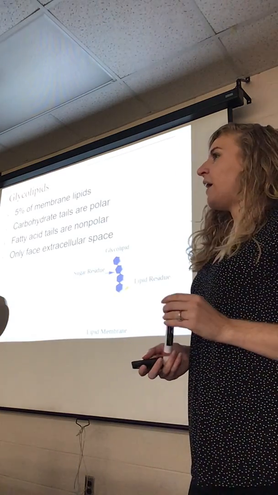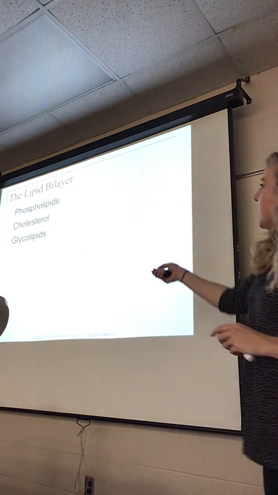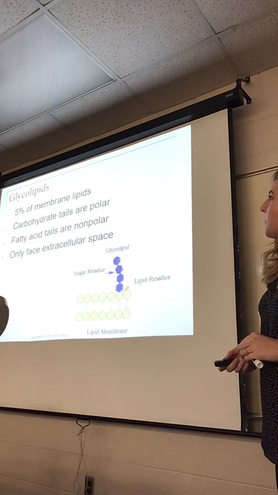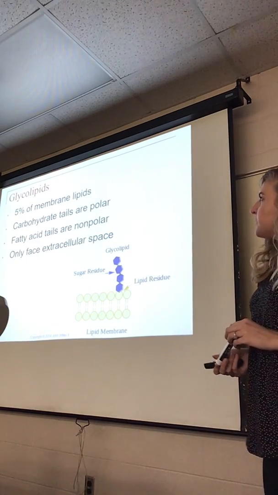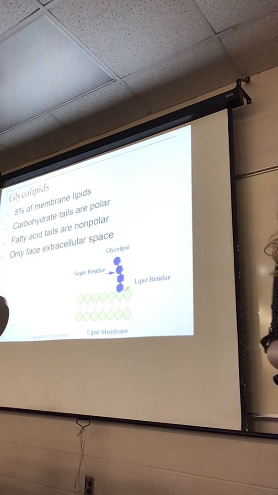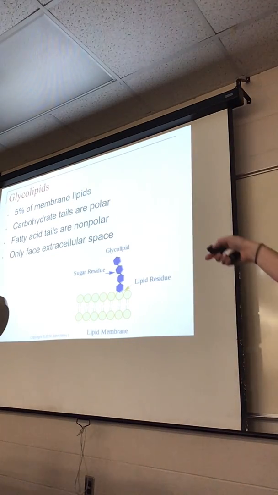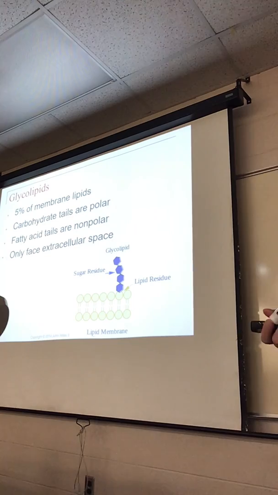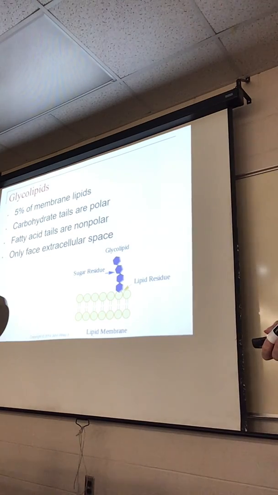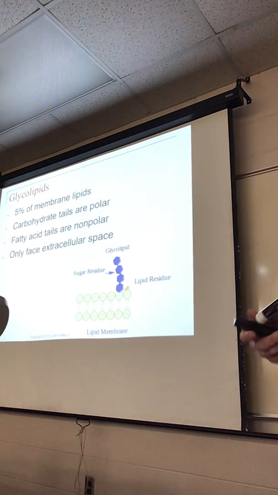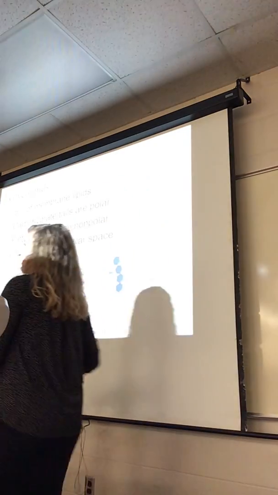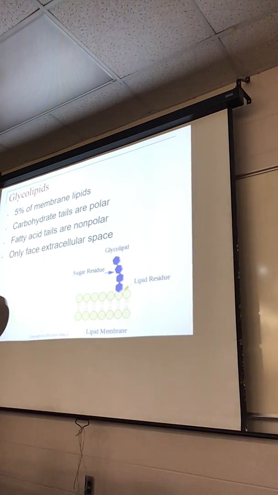All right, and finally, going back to this slide, you can see our third type of lipid in the bilayer. This is called a glycolipid. Based on what we've talked about before, what does glyco sound like? Glycogen, okay. Glycogen was big chains of what? Glucose. So this has to do with sugars.